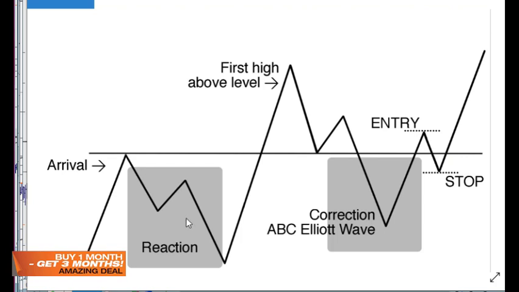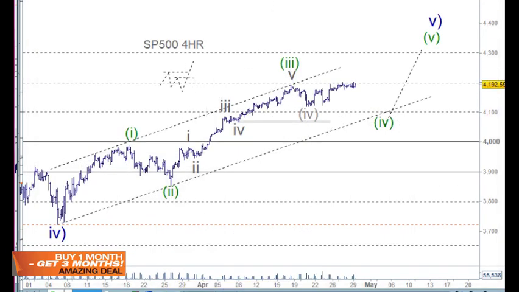At 4,200, the arrival which we have, the reaction which we have, and we're looking for the first high above the level, and then we're looking for a correction. This first high above the level here, if this is 4,200, which is a minor level, then we can drop down to sub-levels, so 4,210, 20, and 30. So that's kind of where we'd be looking for a bit of a top in that space, so a bit of a pop here and then a correction here.